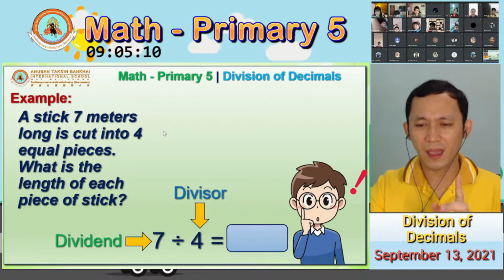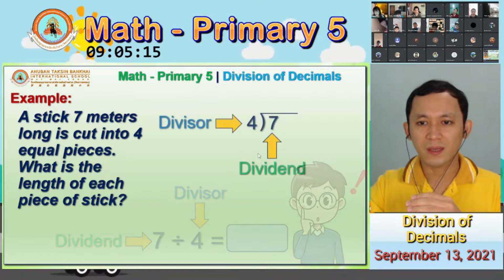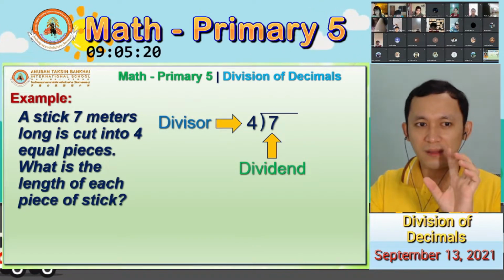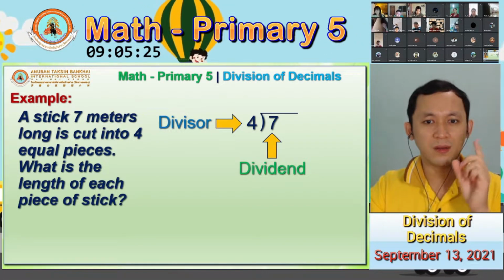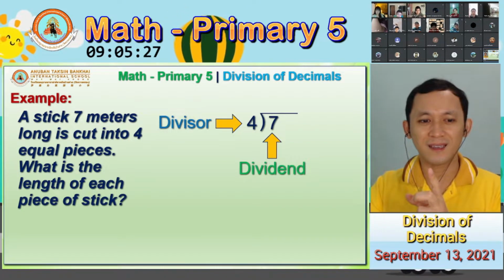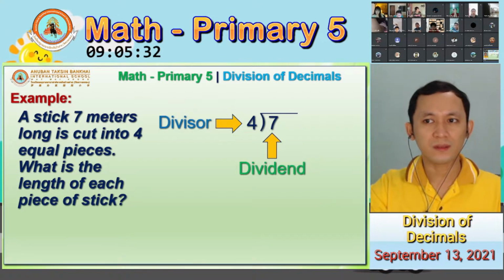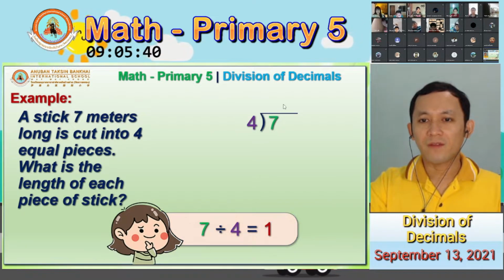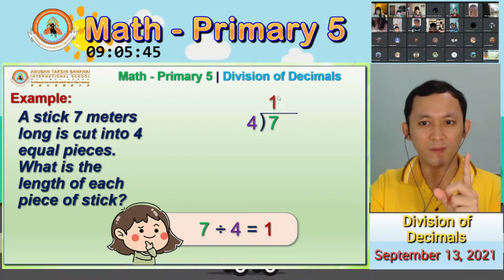Let's have it in long division, column method. So again, dividend inside, divisor outside. Do not interchange. Do not put your divisor inside and dividend outside, your answer will be wrong. Here we don't have a decimal point, it's a whole number, so we can divide it as it is. Now we have 7 divided by 4. We got 1.